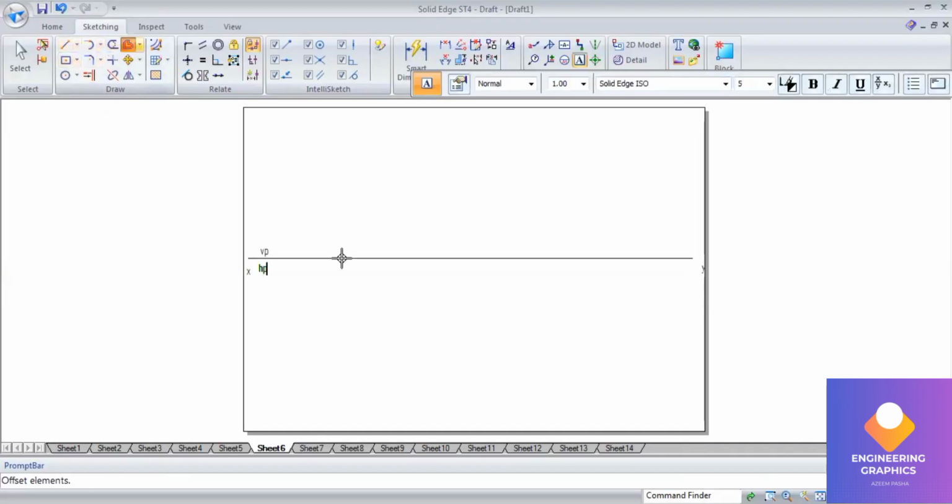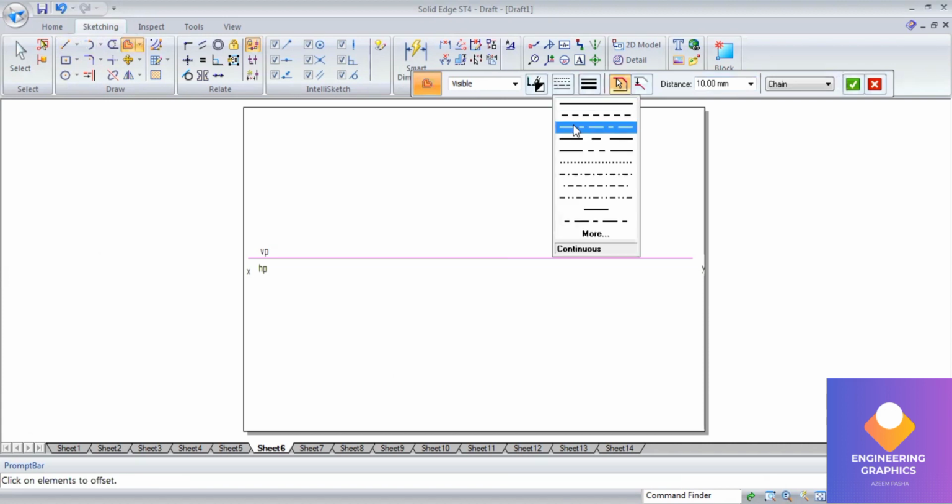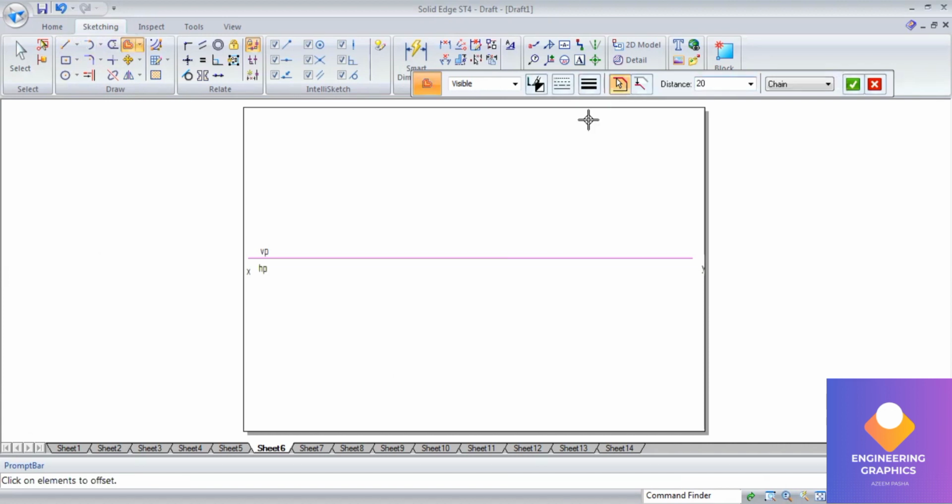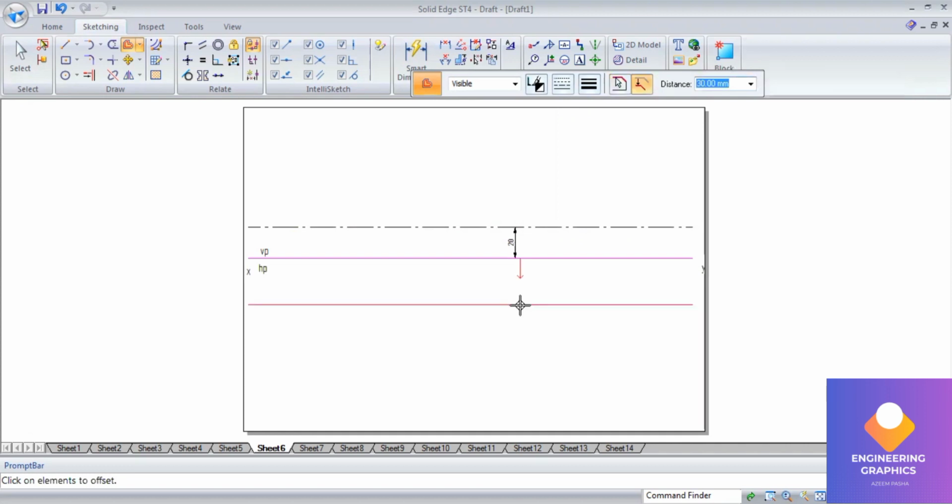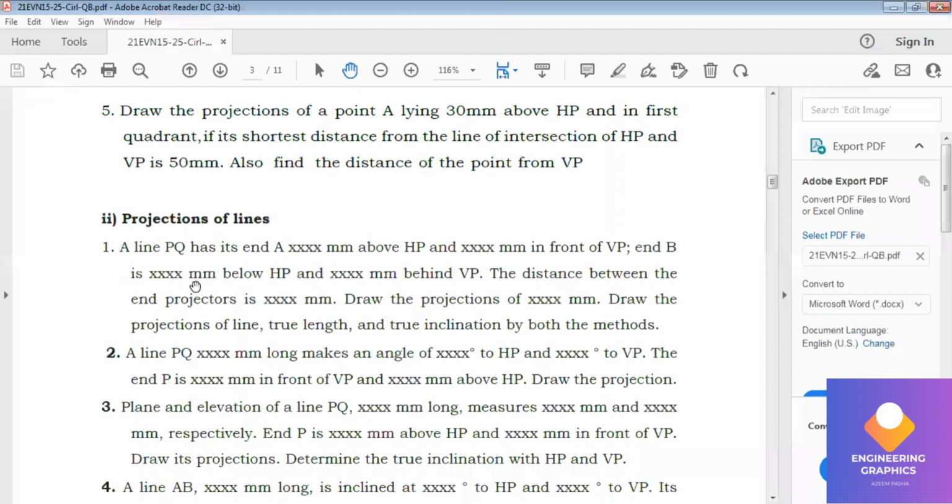First I have drawn an XY line, and now I have to consider the end point distance. For end A, I will be defining some reference distance. Because they have not given any kind of distance here, I will consider 20 mm above HP and 30 mm in front of VP. So that is for the line P.